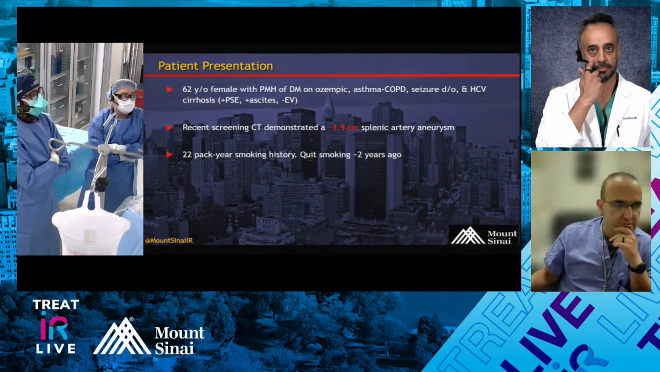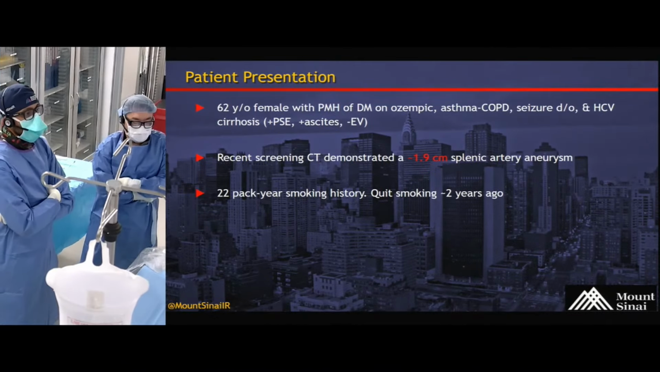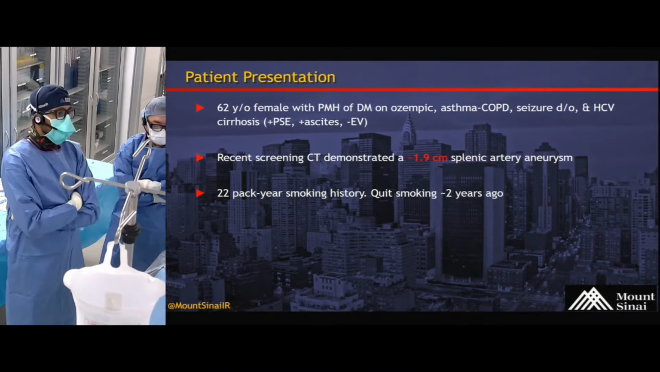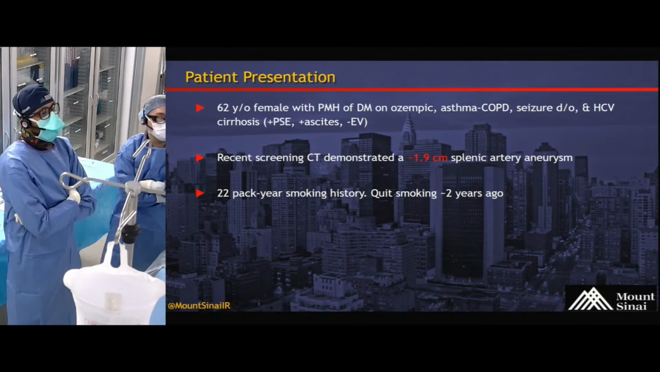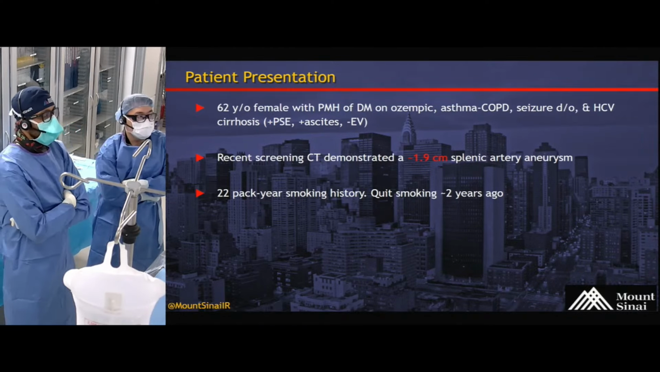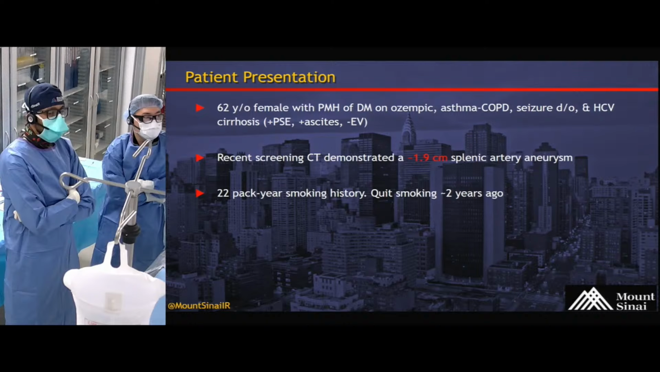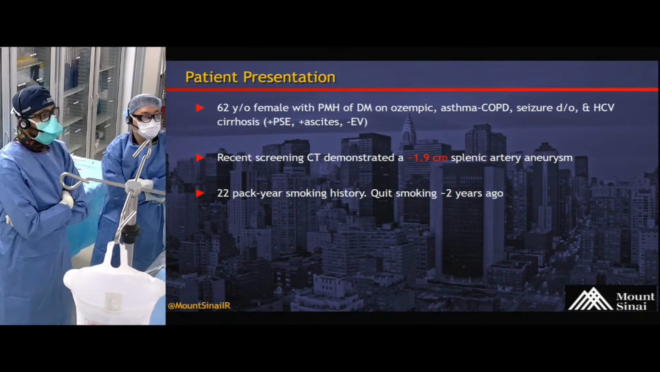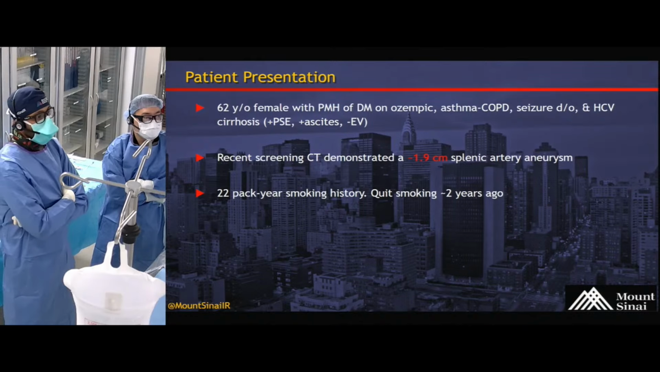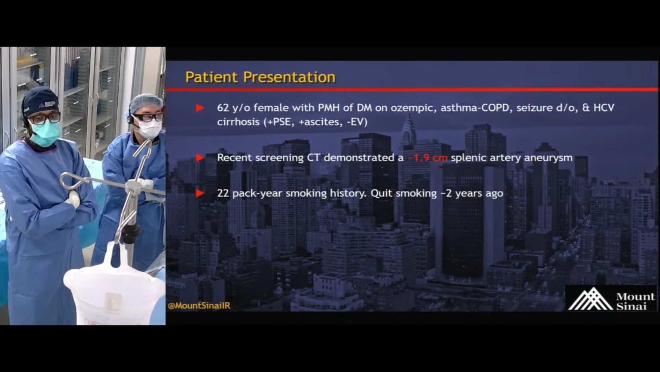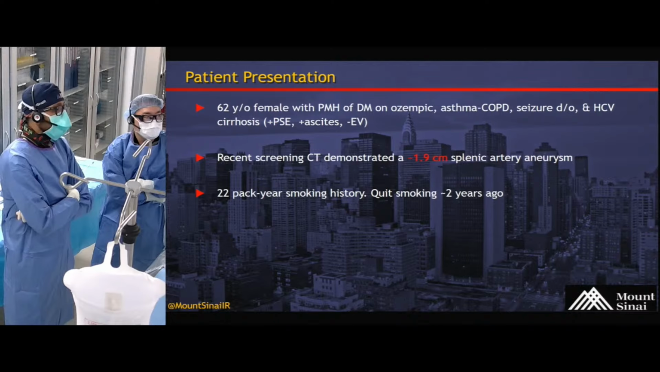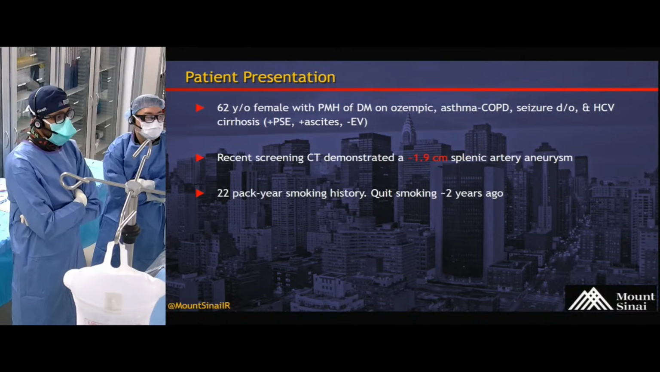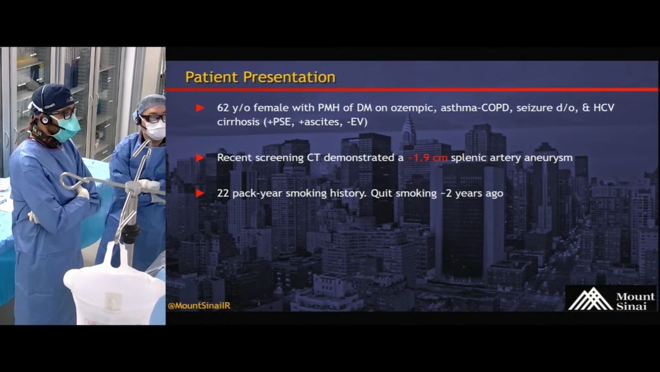So short, brief presentation. This is a 62-year-old female. She has a past medical history of diabetes, asthma, COPD, seizure disorder, as well as HCV cirrhosis. And she's had a history of encephalopathy and ascites, but no varices. She had a recent screening CT that demonstrated an approximately 1.9 centimeter splenic artery aneurysm in the hilum of the spleen. She additionally also has a 22-pack year smoking history. She's quit smoking about 2 years ago now.